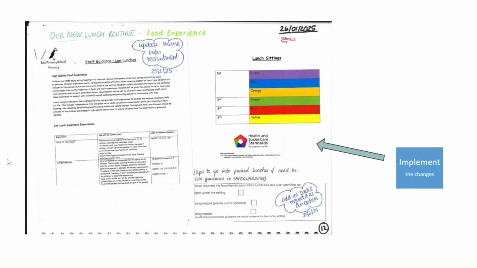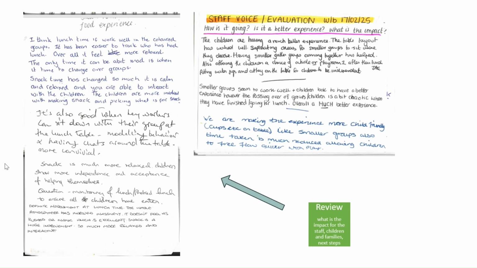On the next page here, we can see how the staff have implemented the changes. They've evidenced this within their floor book. And lastly, we can see 4 weeks later, the staff have reviewed the impact for the staff, children and families.